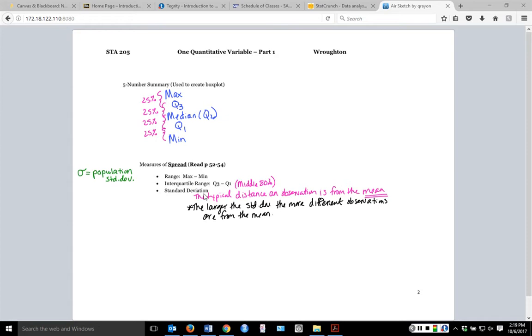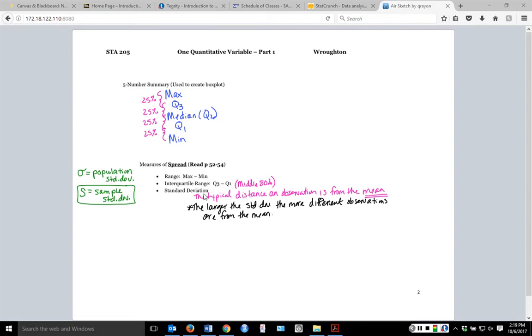So we're going to have a new symbol here for our sample standard deviation. That's just the letter S, little s technically, and that's going to represent our sample standard deviation. So kind of your new symbol alert is this S that we have here.